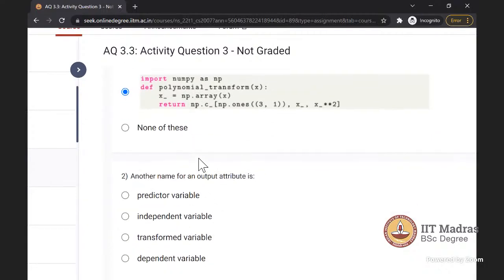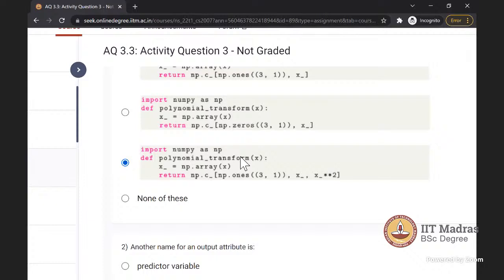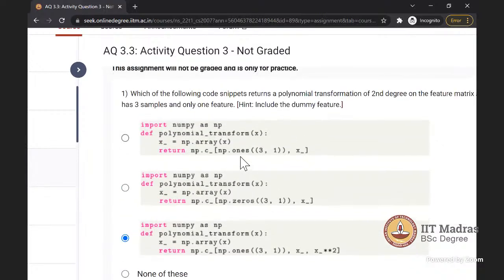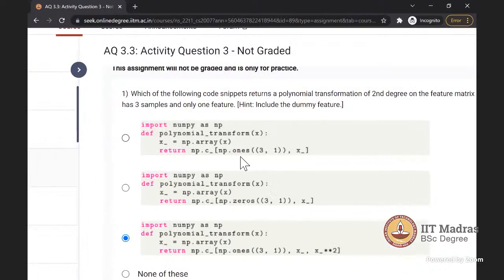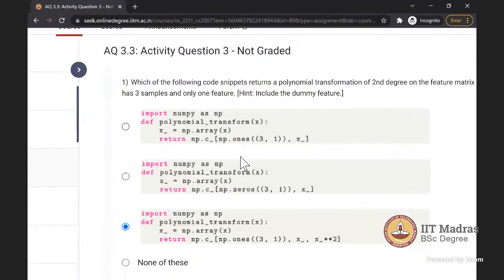I have a question here, Swarnim. Yes. Here it says that it's a feature matrix, right? There are multiple features in the matrix. If it is second degree, in the lecture it was said that if it is x1, x2, then there will be x1, x2, and also x1 into x2. As a polynomial transformation, that is not there in any of the codes, right?